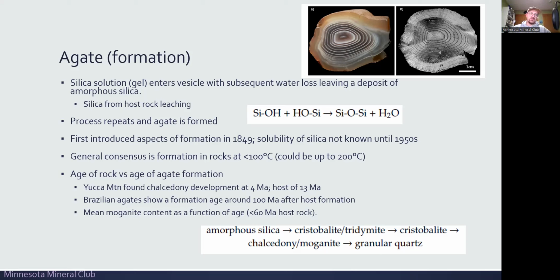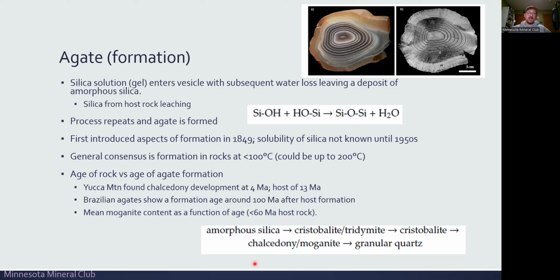Just looking at some of the chemistry of it, this chemical formula here shows how you can get silica, and then losing your water, you would get your SiO2 molecules, and then your water that would be left over and evaporated or transported out. And this diagram here at the bottom is showing a progression from amorphous silica to cristobalite or tridymite, and those are different silica minerals. And then that would go from cristobalite to your chalcedony or moganite.